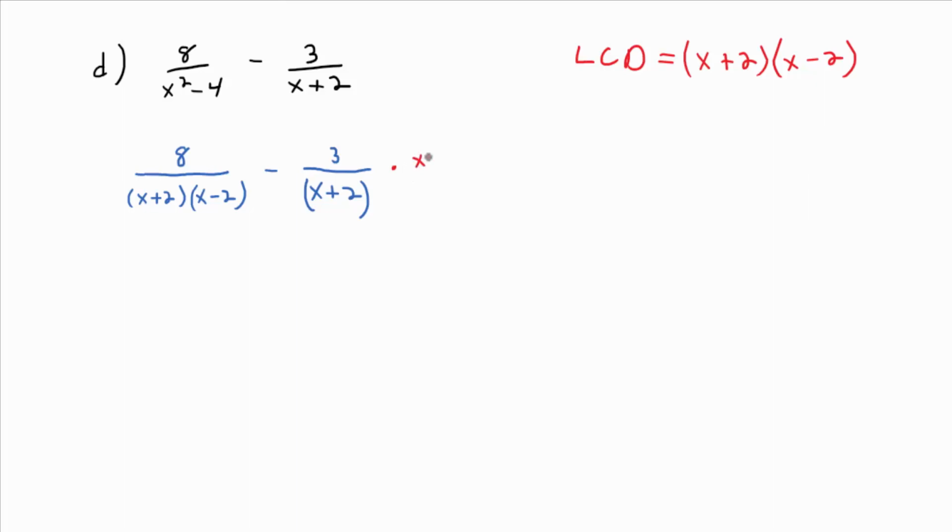It's missing an x minus 2, so what do we do? Multiply numerator and denominator by x minus 2, the factor that it's missing from the LCD.